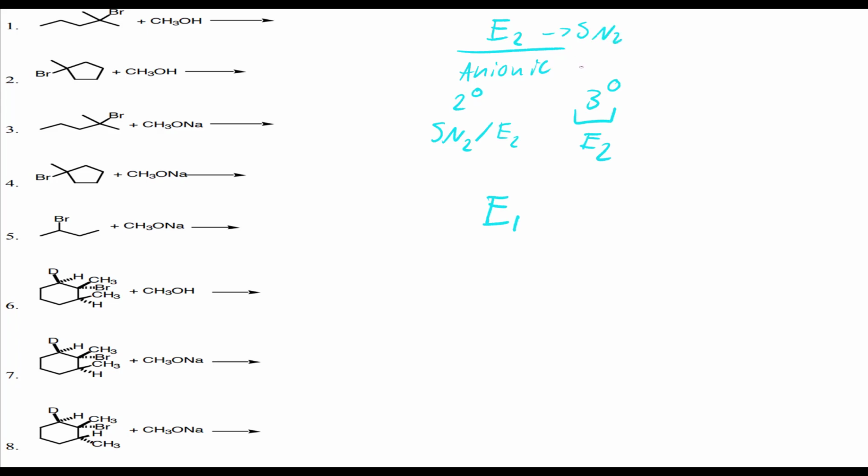Now, for E1, notice that E2 goes with SN2. So E2 is the substitute player for SN2, and E1 is going to be a substitute player for SN1. And notice that E2 and SN2 are both bimolecular. So if I'm increasing one component by 2, and I'm increasing the other component by 3, you're going to have an overall increase of 2 times 3, which is 6, right? That's just how you differentiate between E2 and SN2.